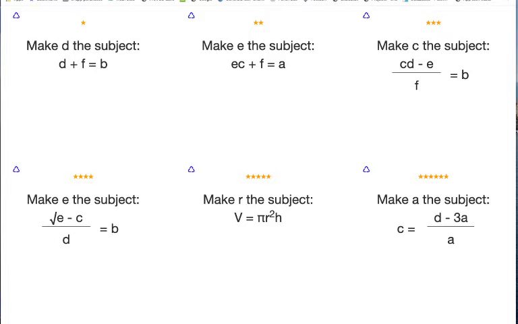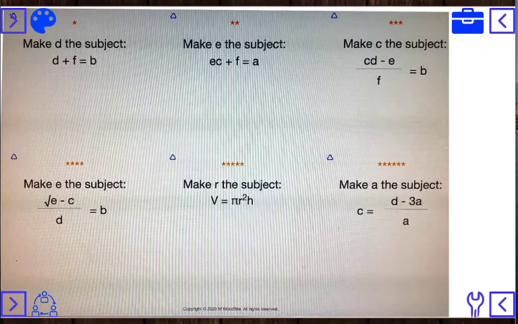Okay, so let's go through the answers to some of these questions. First of all, I'll do it on screen just to walk you through, especially some of these harder ones towards the bottom. So to begin with, let's have a look at the first. I need to make D the subject. So I need to take away F from both sides, and that would mean that F minus F will make 0, and we then end up with D is equal to B minus F.